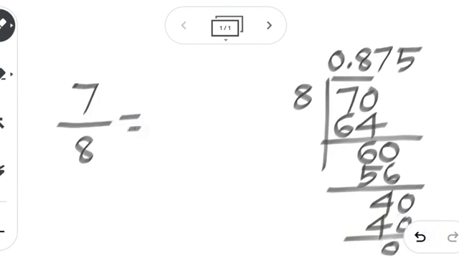And what is the quotient? 7 by 8 equal to 0.875.